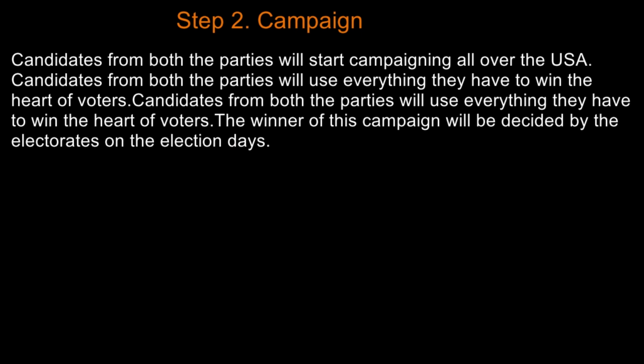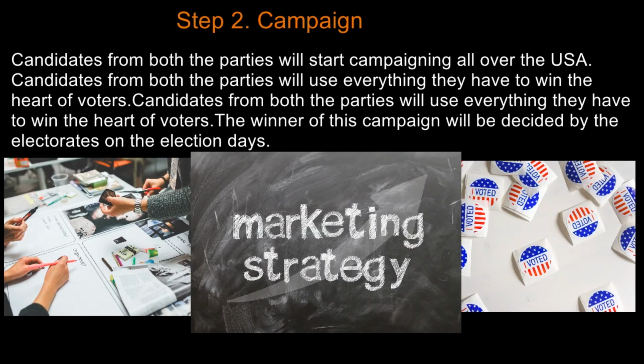Step 2. Campaign. Candidates from both the parties will start campaigning all over the USA. It is the most important phase of the election. Candidates from both the parties will use everything they have to win the hearts of voters. The winner of this campaign will be decided by the electorate on election day.